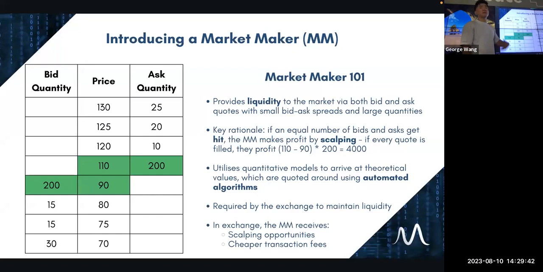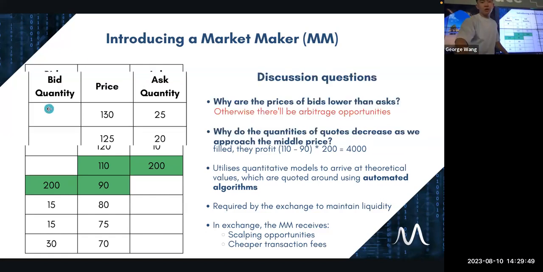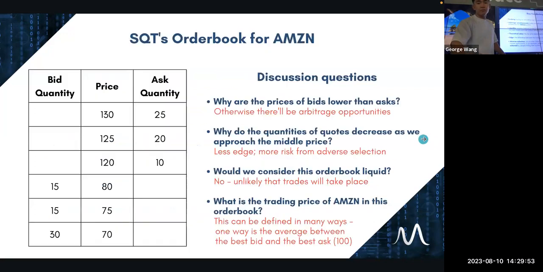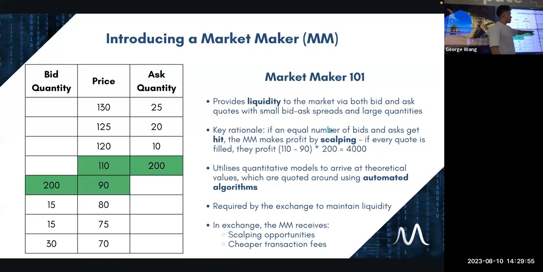So can anybody explain to me why this is not arbitrage? If this happens, why is it not arbitrage? Going back to the definition, arbitrage means simultaneously buying and selling. If this happens to a market maker, if somebody buys 200 units and sells 200 units, why is it scalping but not arbitrage? Yep. Yeah, because of liquidity, so it's not guaranteed.